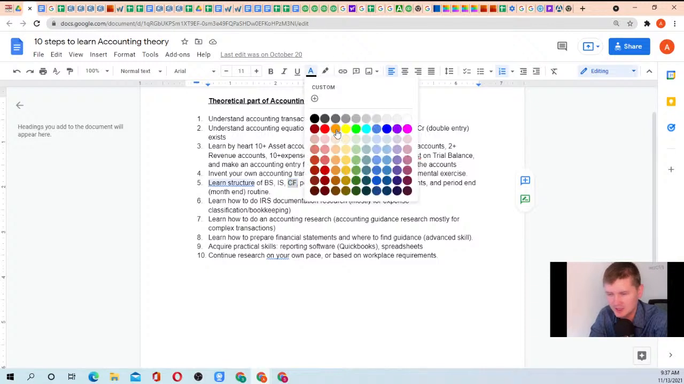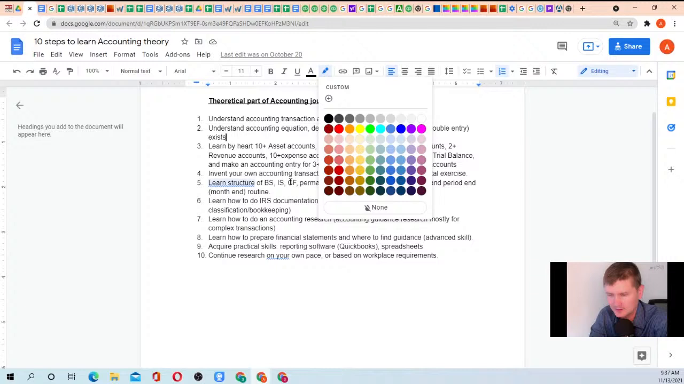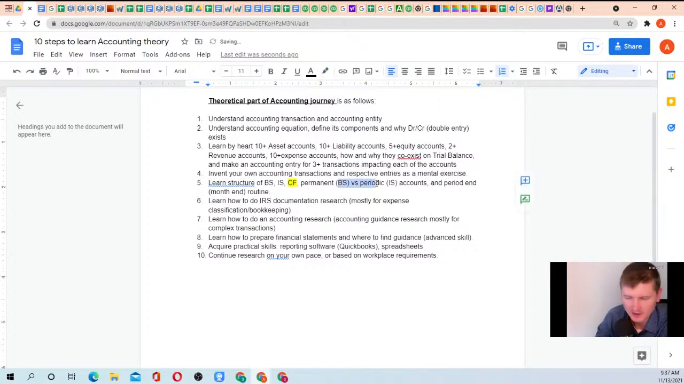We haven't learned cash flow yet, but we will catch up on that, no worries. We discussed that balance sheet accounts are of permanent nature and they accumulate historically from the first day of your business till the last day of your business.